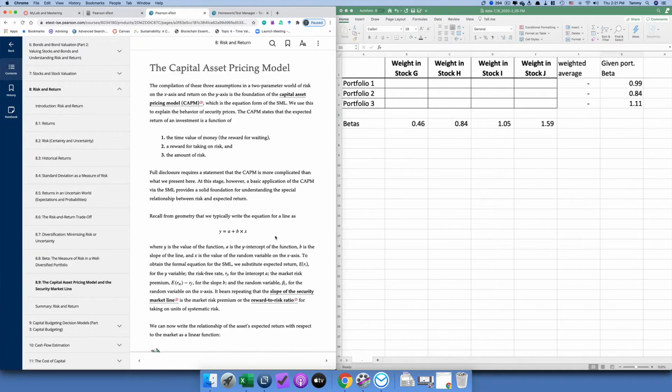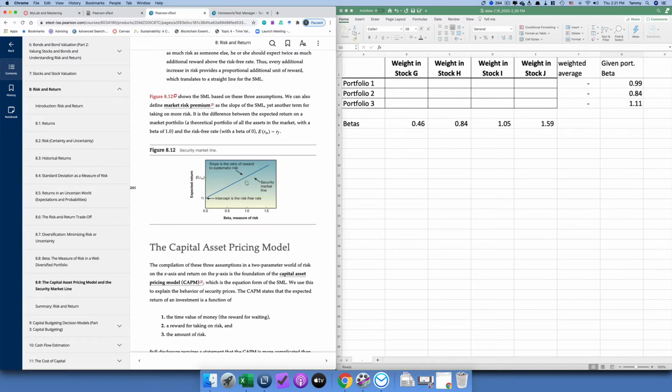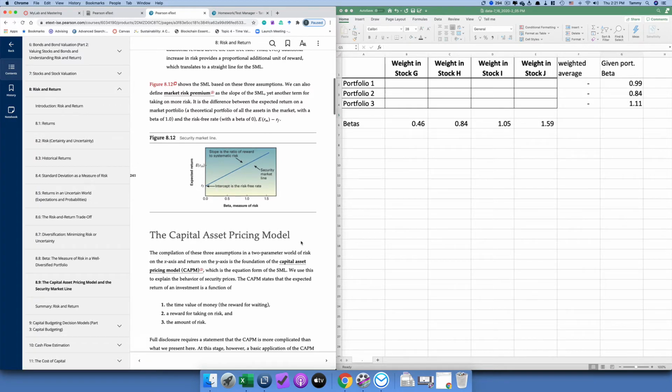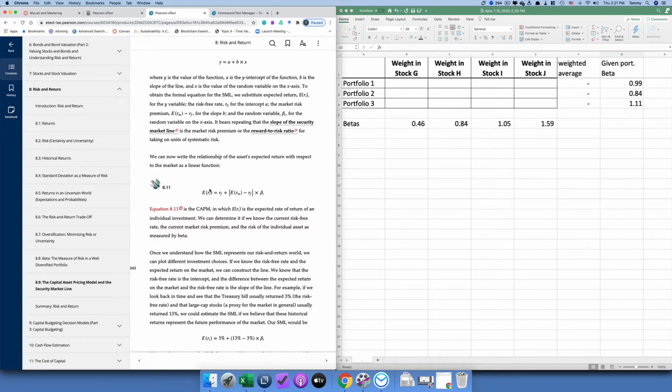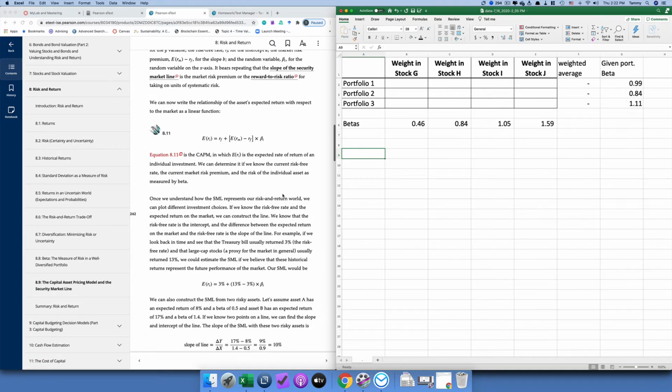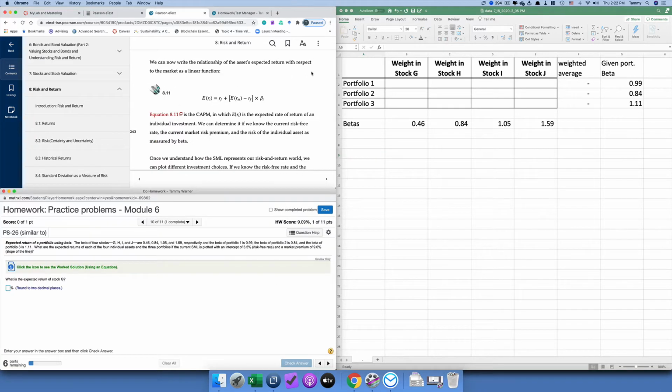And you know, the y value of the line is equal to the slope times the x value plus the intercept, right? And so we have for this application then the expected return of an asset is equal to the risk-free rate plus the difference between the market expected return and the risk-free rate times beta. Okay, so this is our equation that we're working with. So I've gone ahead and split my screen so that I have the equation up here, I have the homework down here.